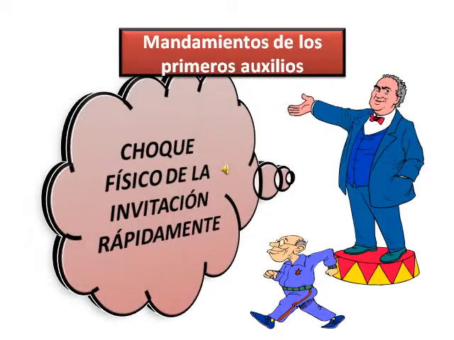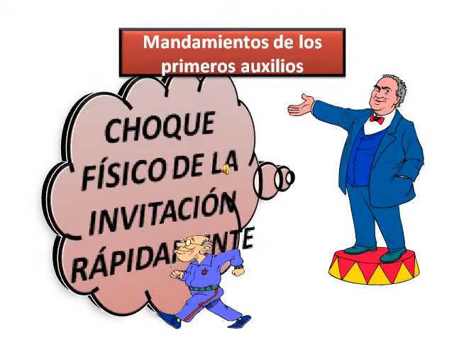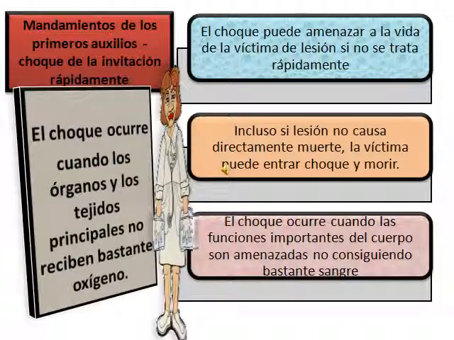First aid commandment: treat physical shock as quickly as possible. In all cases. When shock occurs, a major organ or tissue doesn't get enough oxygen. Shock can often threaten the victim of an injury if not treated quickly. Even if the injury doesn't cause death, the victim can go into shock and die. Shock often occurs when the body's important functions are threatened by not getting enough blood.